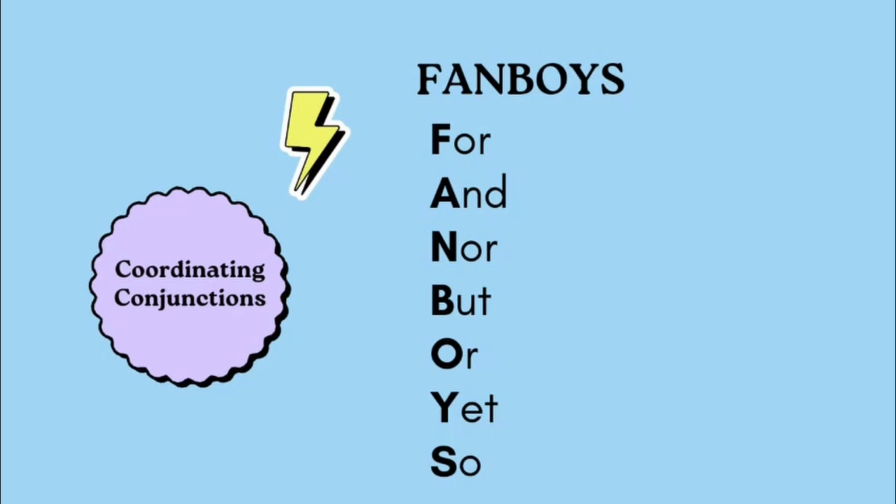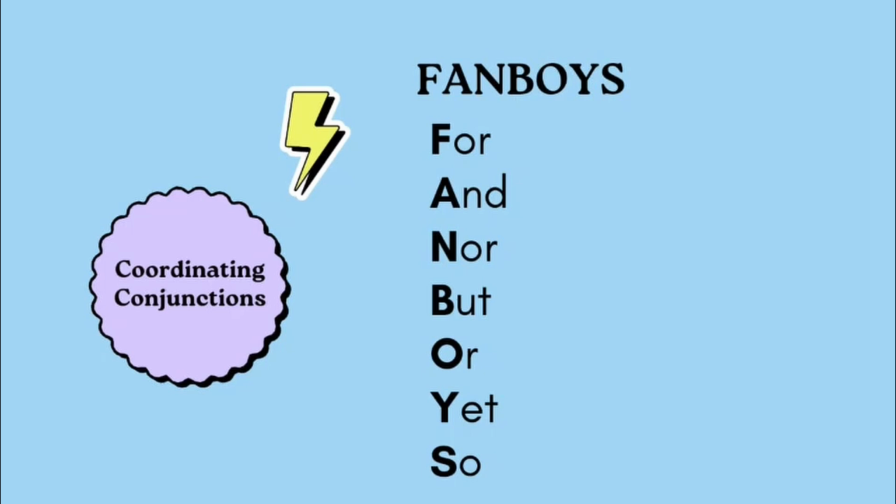Then we have so. So is used to indicate a result or consequence. For example, he studied hard, so he passed the exam. That is the result of studying hard. Because he studied diligently, he was able to pass the exam.